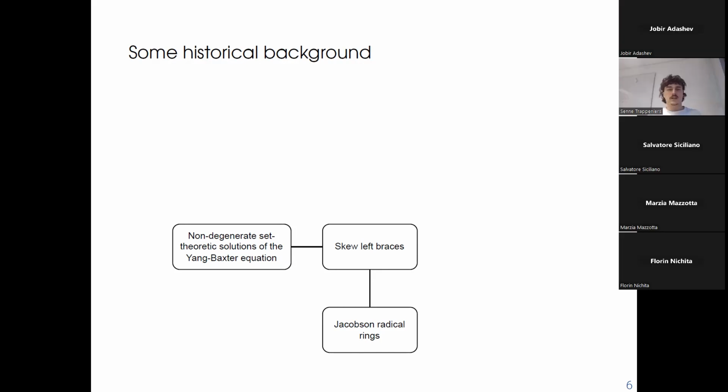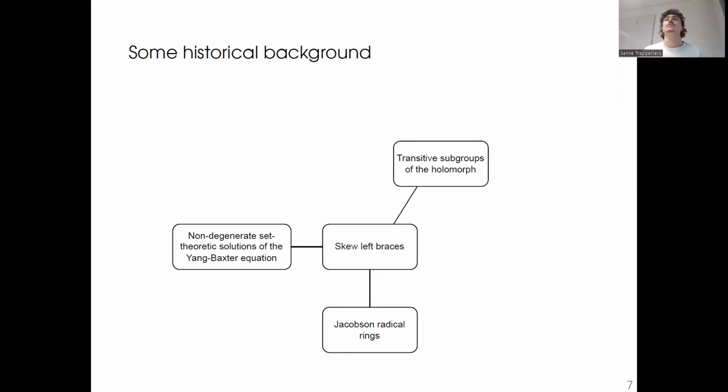Once this general definition was given, one of the first alternative definitions that one can give is to see a skew left brace as a transitive subgroup of the holomorph of a group. But then Byott noticed, and this was further explained by Byott at some point in an appendix of a paper, that these transitive subgroups of the holomorph already played a very important role in some other field of mathematics, namely in Hopf-Galois extensions.